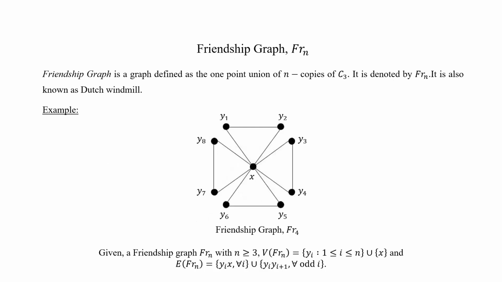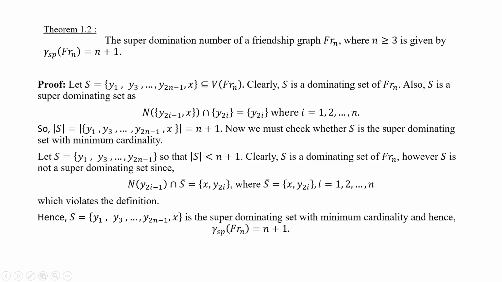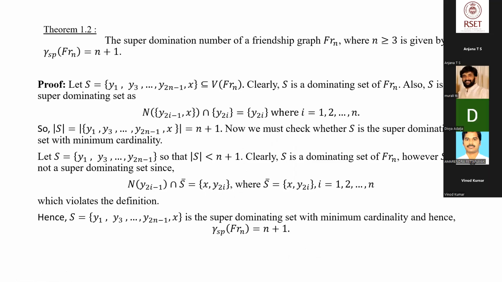Now let's move into the friendship graph. The friendship graph is defined as a one-point union of n copies of cycle graph C3. It is denoted by FRn. It is also known as the Dutch windmill graph. Here is an example of friendship graph FR4. Here we have a central vertex and vertices y1, y2, y3, y4, y5, y6, y7, y8. We have a theorem that for n greater than or equal to 3, the super domination number is given by n plus 1.